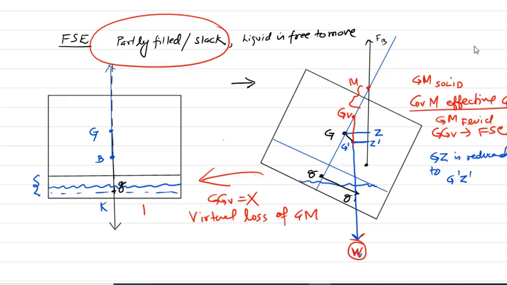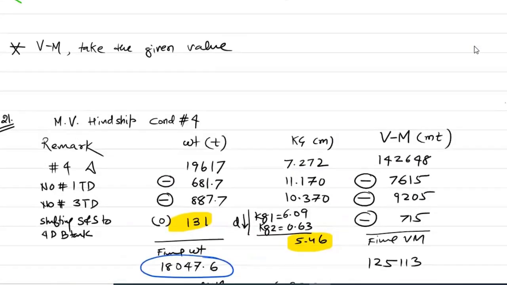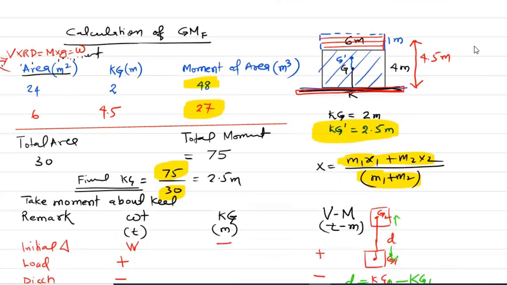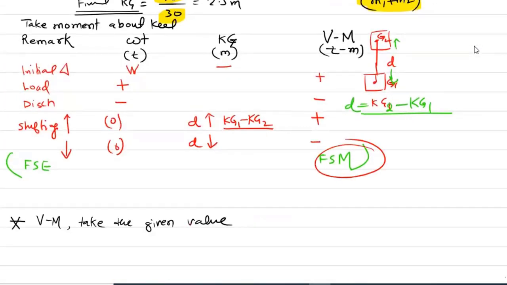So we are trying to cover many aspects in this one question. This is called virtual loss of GM, and the entire phenomenon is called free surface effect. Now what is the method to find it? This is also a brother of KG, this is K, this is KG, this is KG1, that is what you are calculating. So the moments you took earlier, you can take here as well.